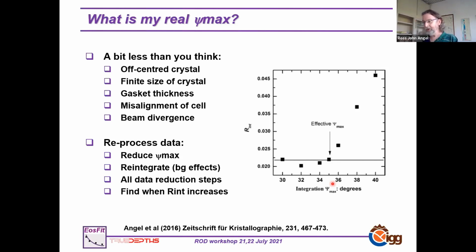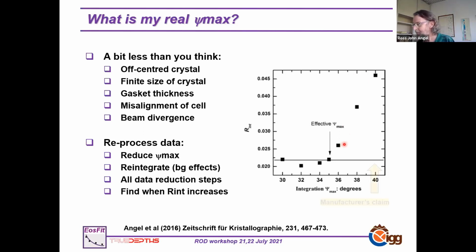Do all the data reduction steps and have a look at Rint. And this is quite often what you see with an integration to 30 degrees or 32, 34, 35 degrees, Rint stays down below near to 2%. But look, as soon as I go to 36, 38 or 40 degrees, Rint increases rapidly. This indicates there is some restriction to the diamond cell that is interfering with my data in a way that is not being corrected by the standard absorption corrections.